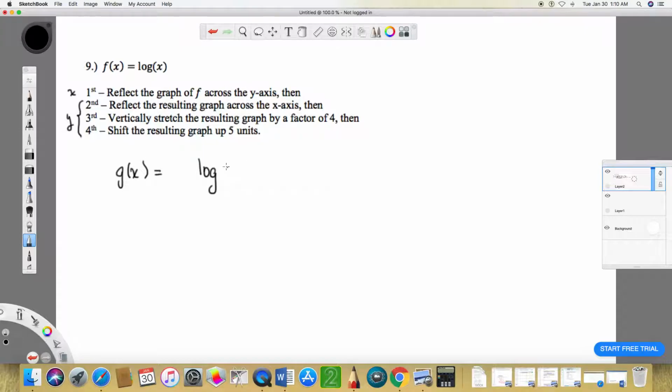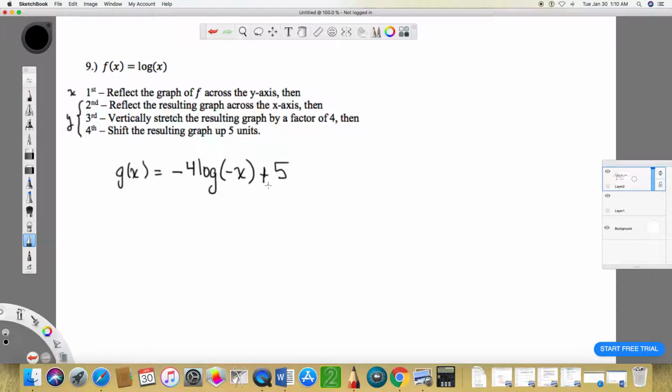The reflection across the y-axis takes the opposite of x. So we take the log of the opposite of x, and then that gives us the output of the function. And now we're going to start doing things on the outside after we've applied this function to affect the y-coordinate. So to reflect it, we'll need a negative sign, and to stretch it, we'll have to multiply it by 4, and then to lift it up 5 units, we'll have to add 5.